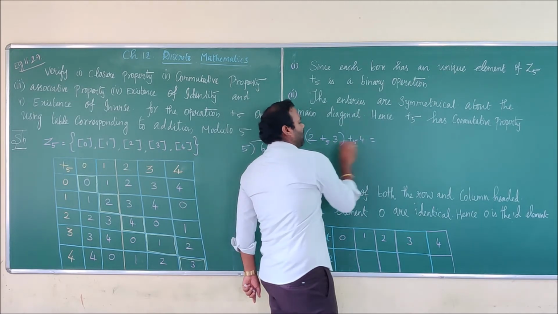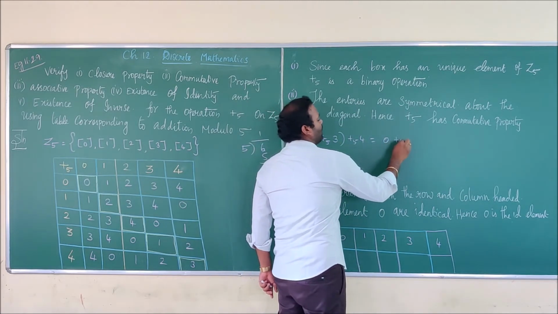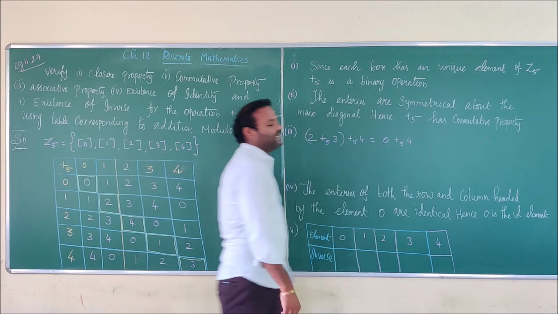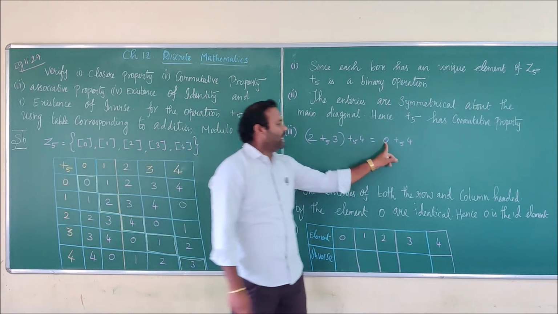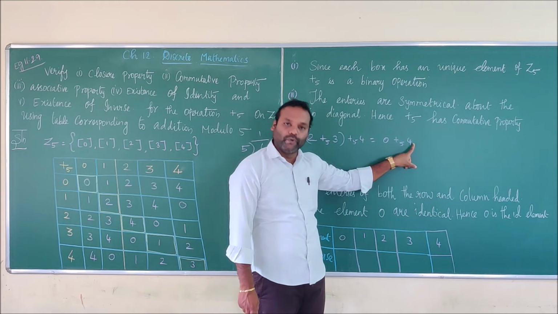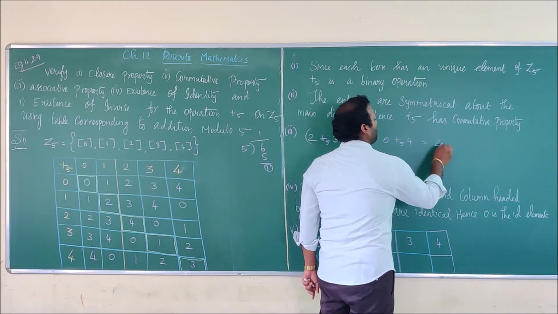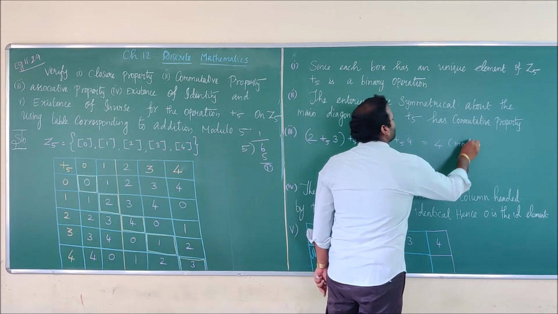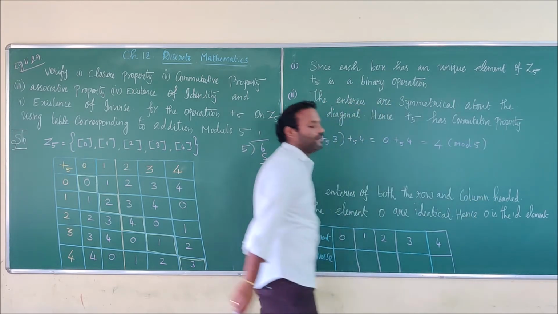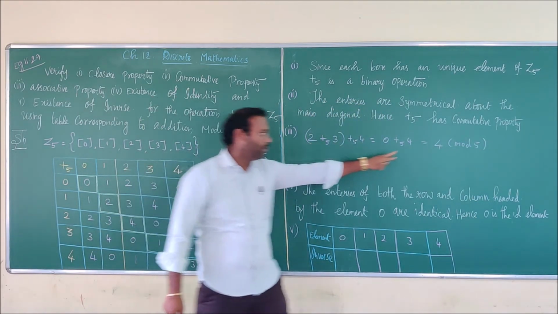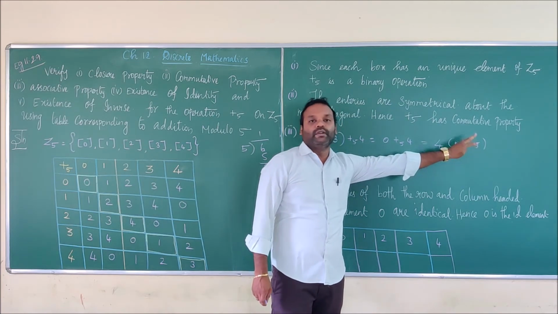So the bracket answer is 0 under addition modulo 5 again, which is 4. When you are adding, 0 plus 4 is 4, which is less than 5. If it is less than 5, you have to write the number as it is, which is nothing but 4 modulo 5. So the answer is 4 under modulo 5.